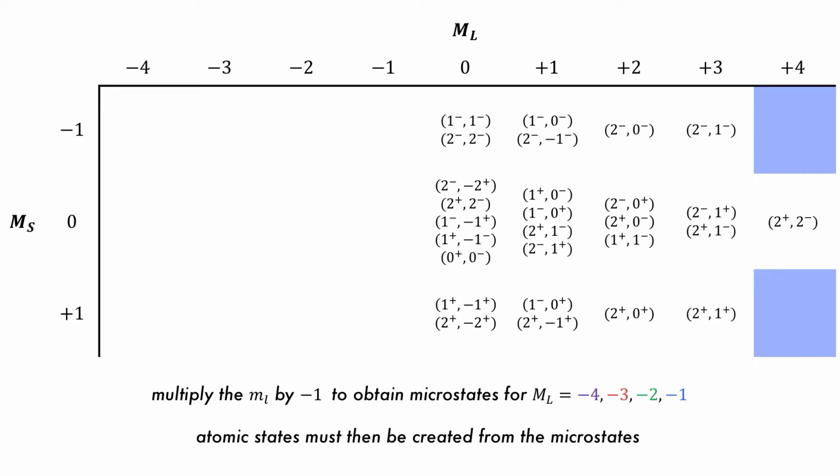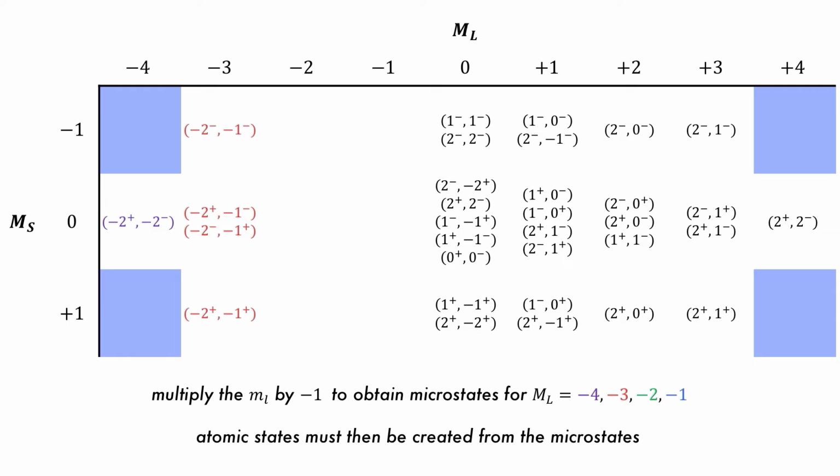After this, to get the microstates for -1, -2, -3, and -4 ml values, it is just a matter of multiplying the existing ml values for +1, +2, +3, and +4 by -1. So for ml is -4, we can just multiply the previous values we had for ml is equal to +4 by -1. So previously for ml is equal to +4, we had +2 with a plus and +2 with a minus. Now we have -2 with a plus and -2 with a minus.